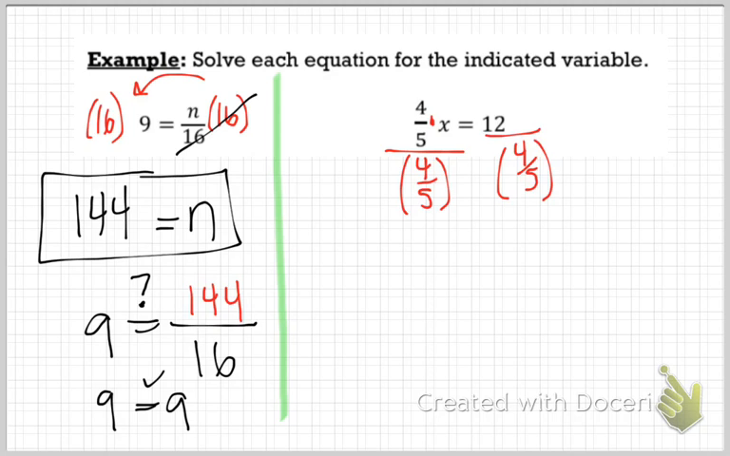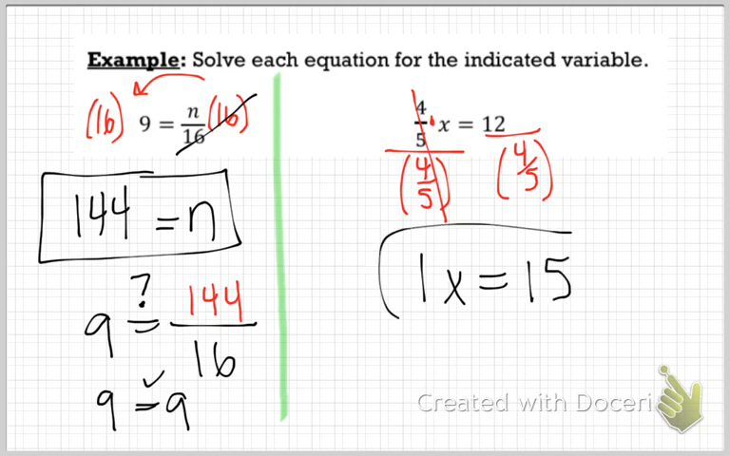Okay. 4 over 5 divided by 4 over 5 is just 1. That we don't need. Bring down the x equals 12 divided by 4 over 5. Now this is going to be tricky if you're using a calculator. You have to be careful how you type it in. When you type it in, you have to type it exactly the way you're seeing it, like this. So it would be 12 divided by parentheses 4 over 5. Okay? Which gives us 15.